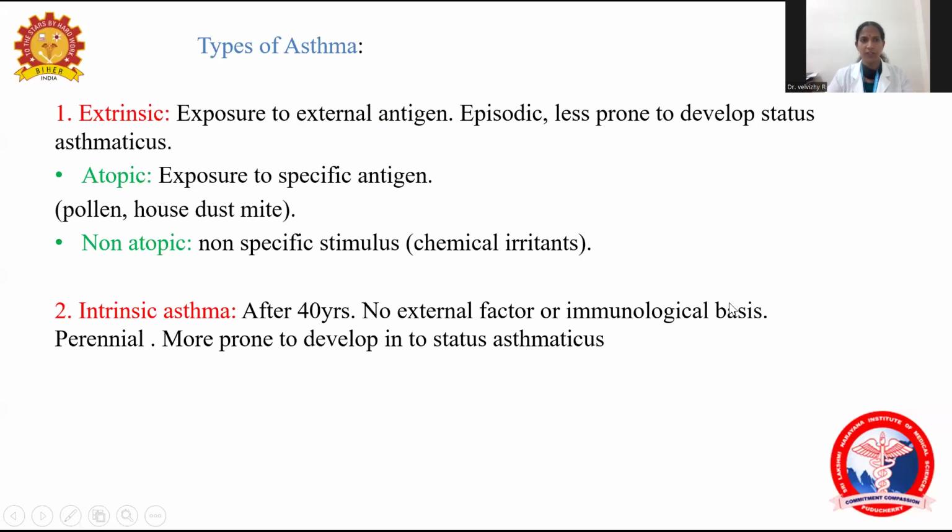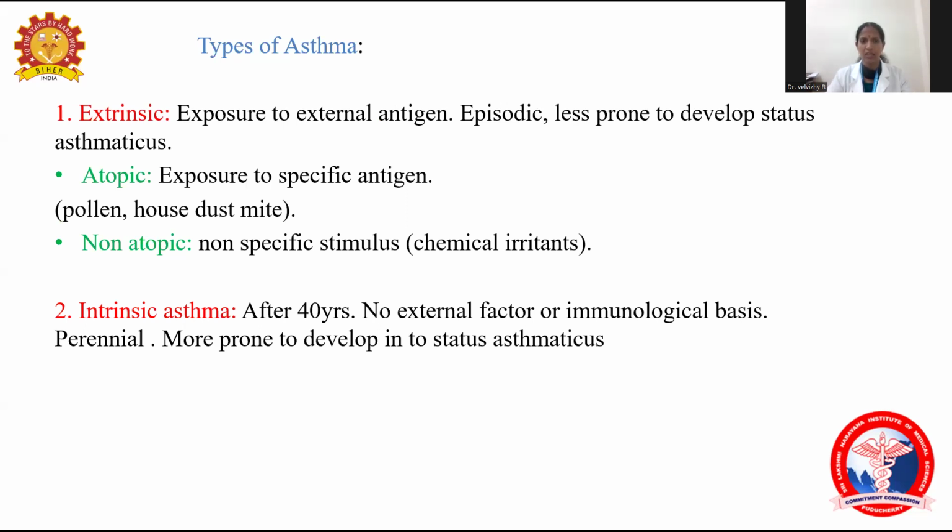So there are two types of asthma: extrinsic asthma and intrinsic asthma. Extrinsic asthma is mainly due to exposure to some external antigen. It is mostly episodic and less prone to develop status asthmaticus. Again, in extrinsic asthma, we have two types: atopic and non-atopic. Atopic asthma occurs when we are exposed to a specific type of allergen like pollen or dust. Non-atopic is mainly due to some chemical irritants.